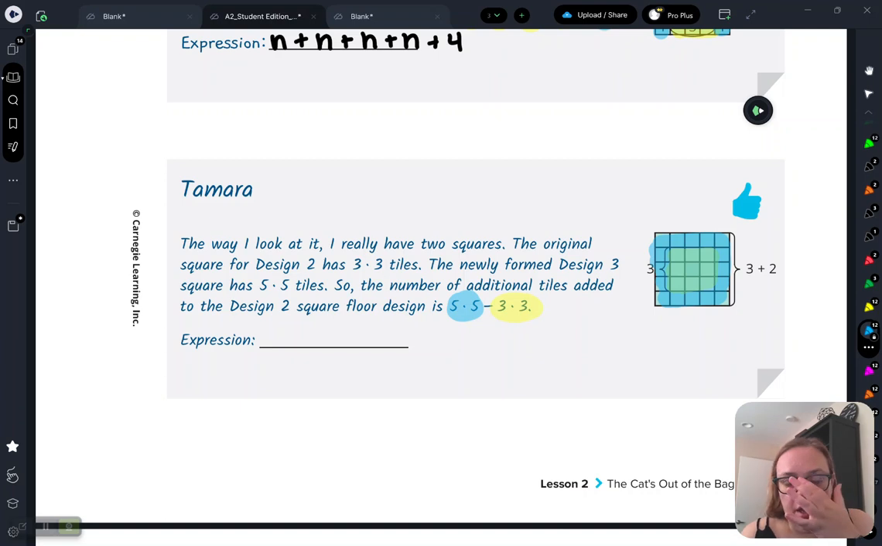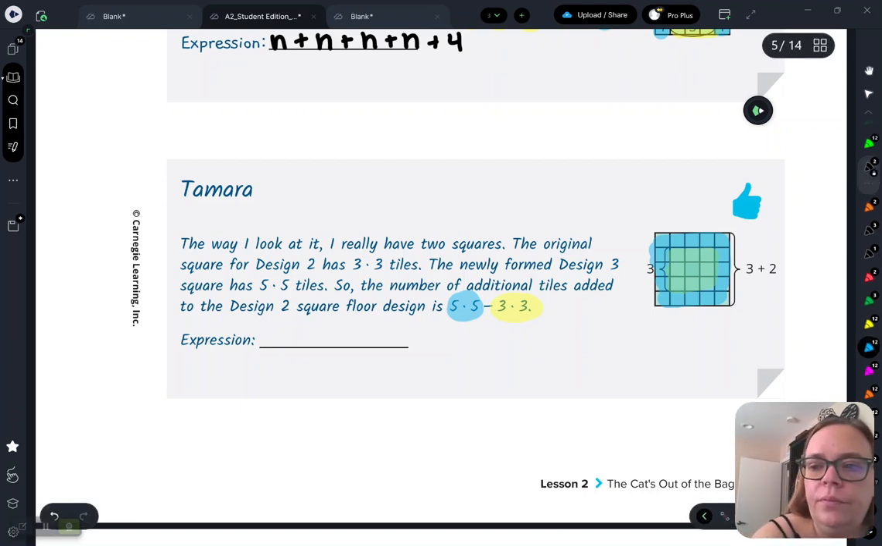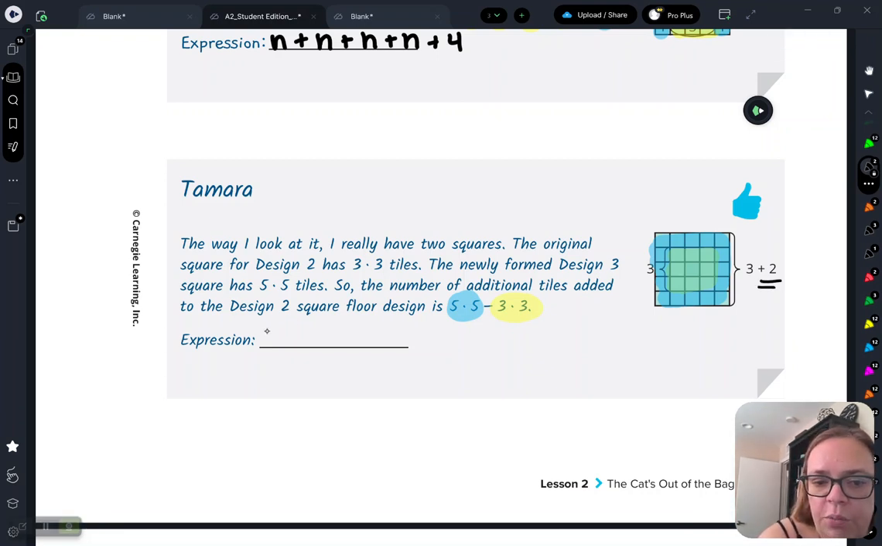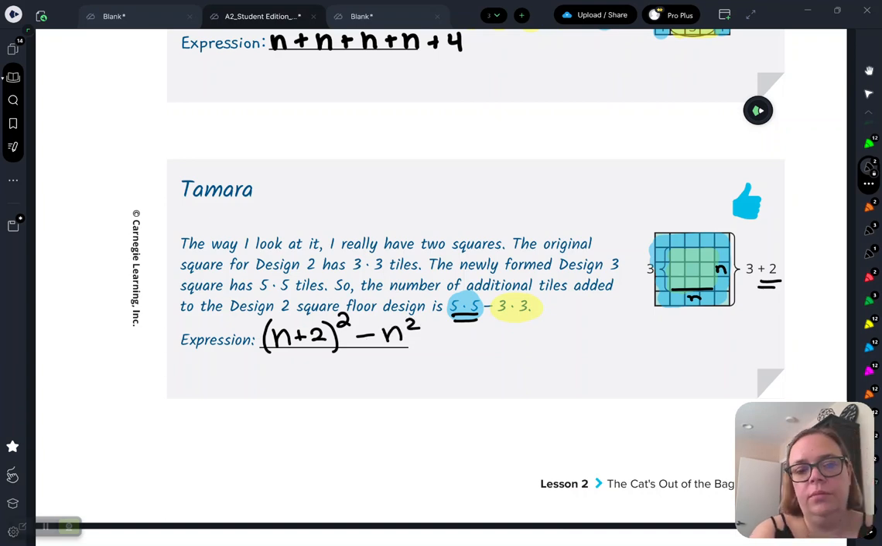So let's think about where does that 5 times 5 come from? That's adding 2, okay? So that would be n plus 2. And instead of writing it times itself, I'm going to square it. That's this part. Then I'm going to subtract the inside, which is n times n, or n squared.